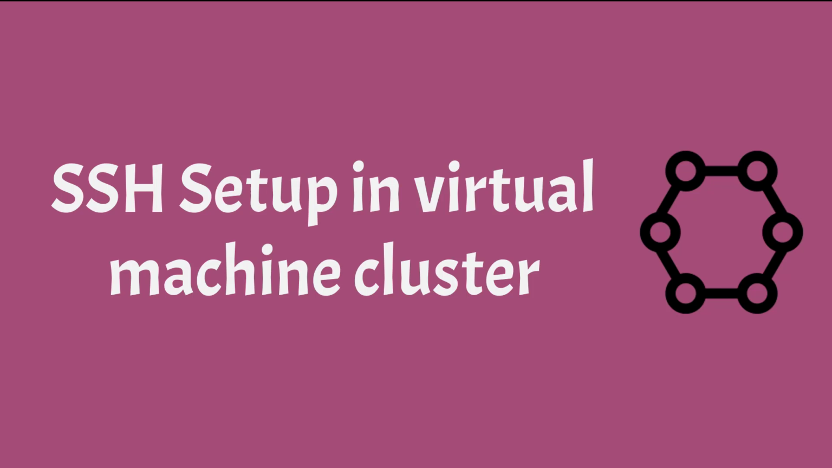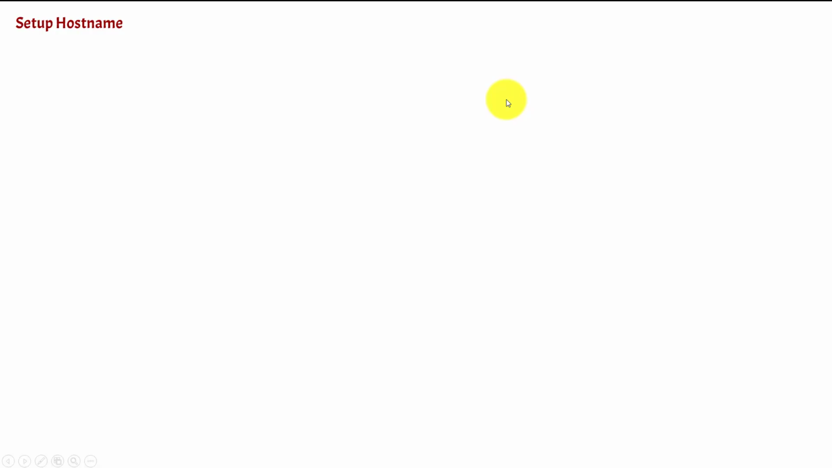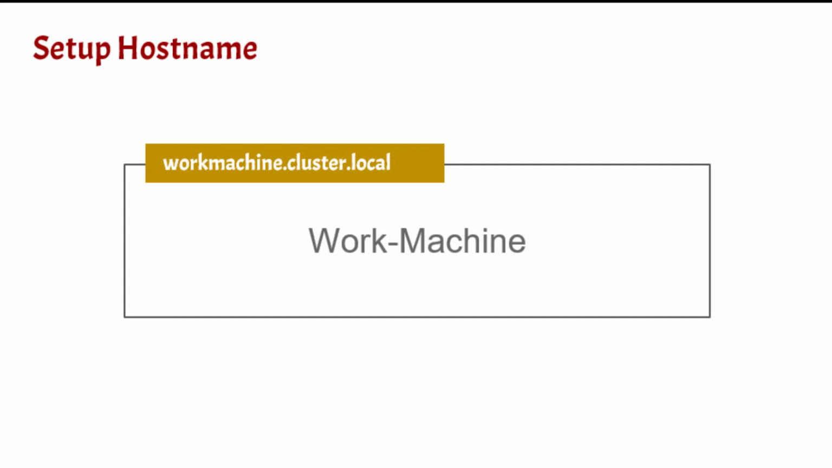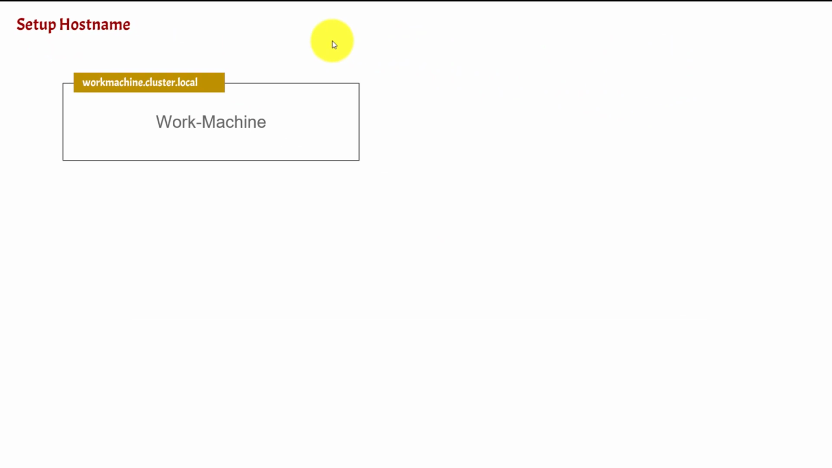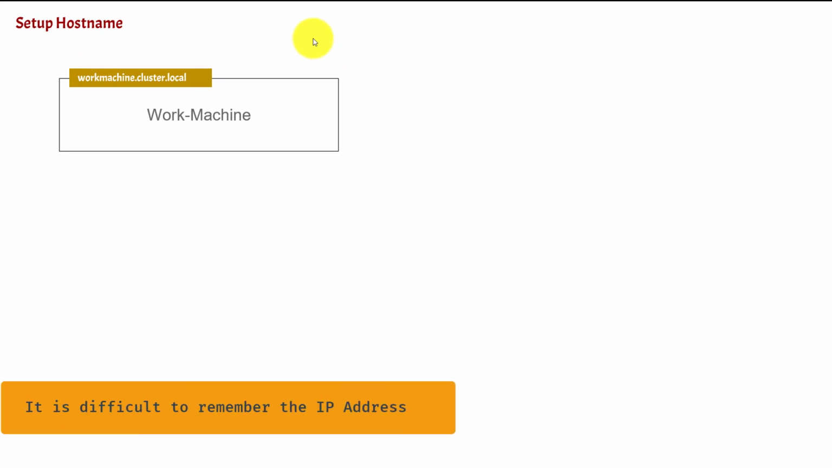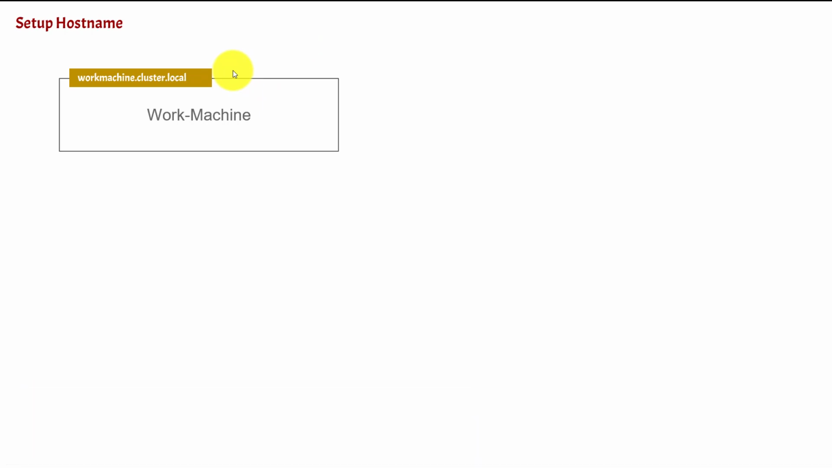For this particular video, what we need to do is start all the three machines and set up the host name. So the host name is the name that we give to a particular virtual machine. For the work machine, the host name that will be given is workmachine.cluster.local. So this is the name from which we can identify the work machine, and this host name is connected to the IP address. It is very difficult to remember the IP address every time, so you can just use the host name and connect to the machine, so it is more readable.